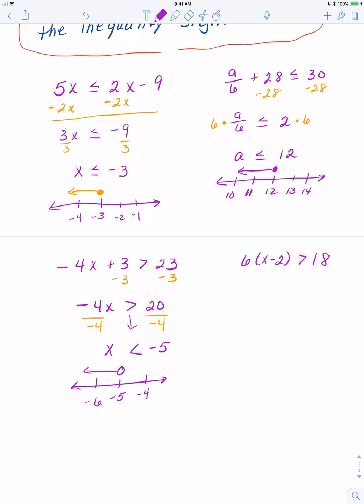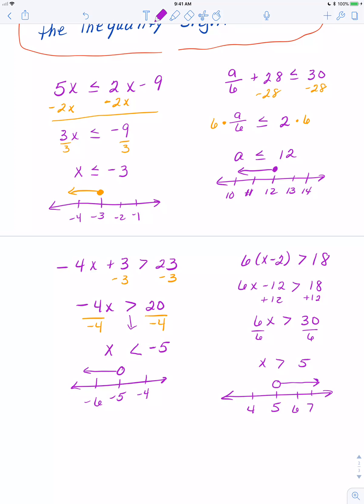Another example, remember to distribute your 6. So 6x minus 12 is greater than 18. Now we're going to add 12 to both sides. So 6x is greater than 30. Divide both sides by 6. x is greater than 5. It's not equal to 5. So that means 5 is not included in that number, so it's an open hole, greater than, going that way.